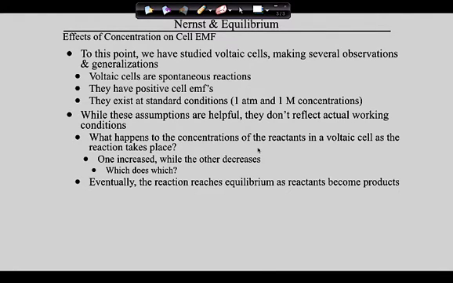So guys, eventually what happens? Eventually these batteries reach equilibrium. As reactant becomes product, they finally reach equilibrium, and at that point, the battery is dead and the voltage falls to 0. You get the idea? Does that work for you?